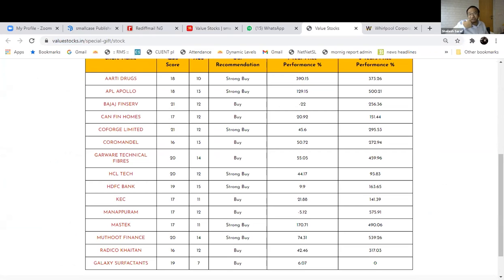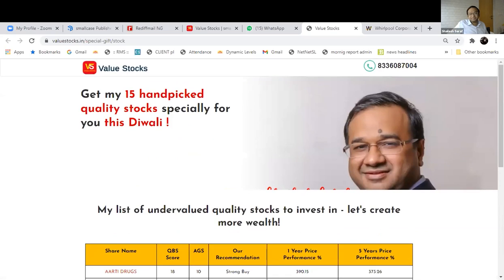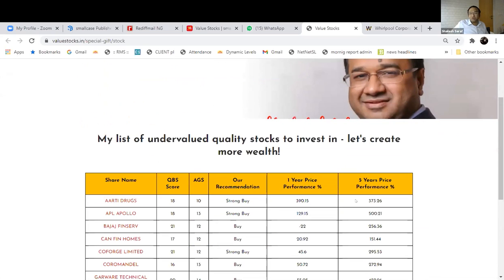So for all these stocks, if you see, we have given the QBS score, the AGS score, and the recommendation. These are all my favorite stocks, which I think will do really, really well in future. All are undervalued, all have good QBS, all have good AGS, and all are strong buys in our system. I've also given you the 5-year returns of all the companies. So these are some of my favorite stocks from different sectors.